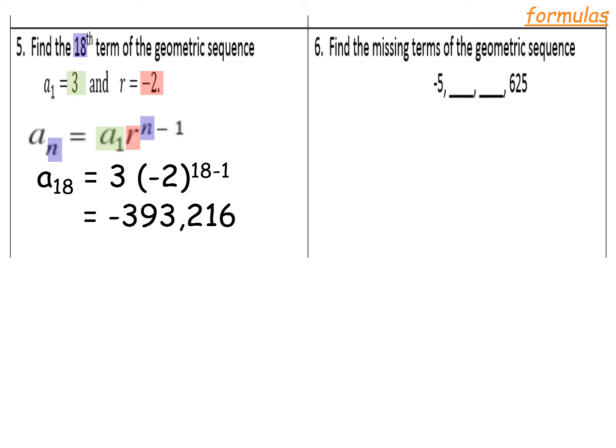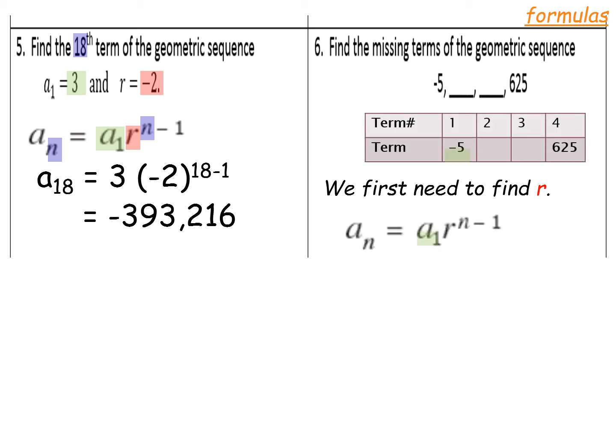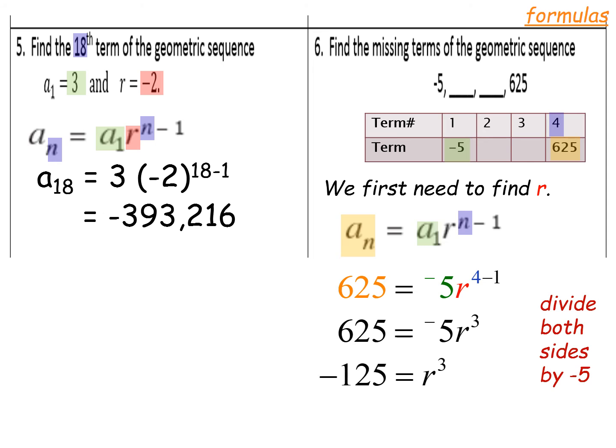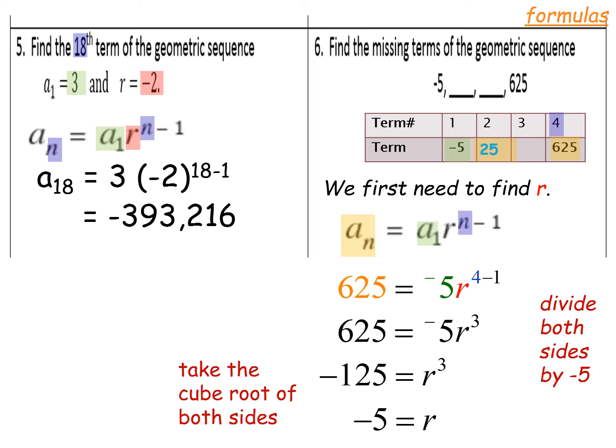Number 6, find the missing terms of the geometric sequence. Push pause and see if you can get this. All right, here we go with our setup. Solving for r. Take the cube root of both sides. We find that r is -5. So we're multiplying each thing by -5. And voila.